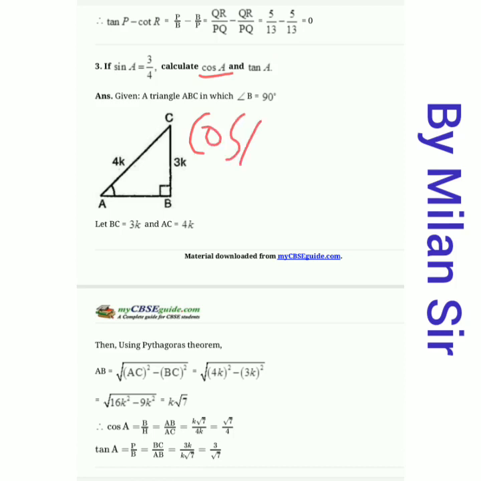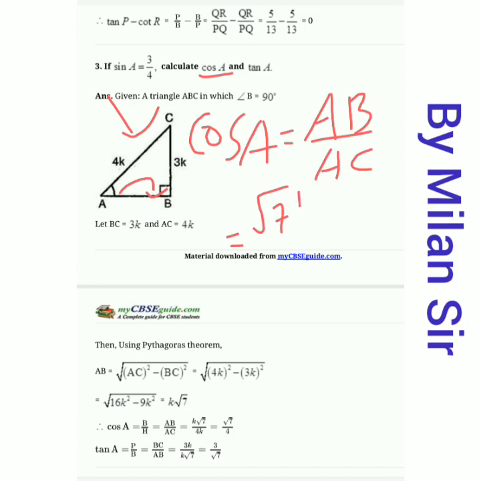Now find this cos A. Cos A means adjacent side divided by hypotenuse. For A, the adjacent side is AB, and the hypotenuse is AC. So put the value of AB and AC. AB we got is under root 7 k, divided by AC, which is 4k. So k cancels k, and we get the answer under root 7 by 4.